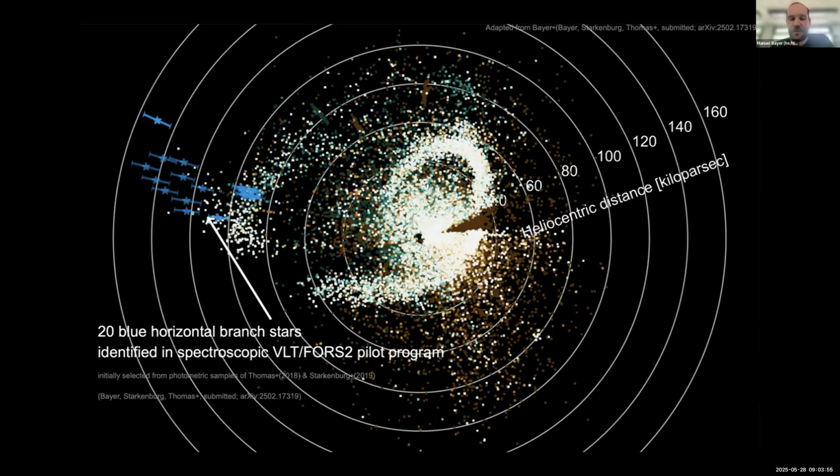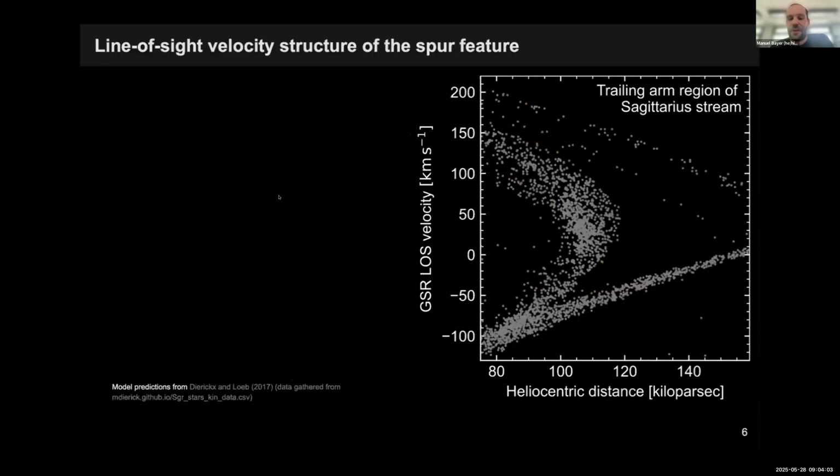So I would now like to zoom in on this part of the Sagittarius stream and take a look at what we actually know about how the kinematics behave. I would like to start by taking a look at some models. On the right, I'm showing the velocity structure of this distant part of the Sagittarius stream, that means velocity versus heliocentric distance. We have two prominent features here. On one hand, there's the turnaround of the stars around the apocenter. And then at larger distance, there's the spur feature, which has a linear trend in velocity.